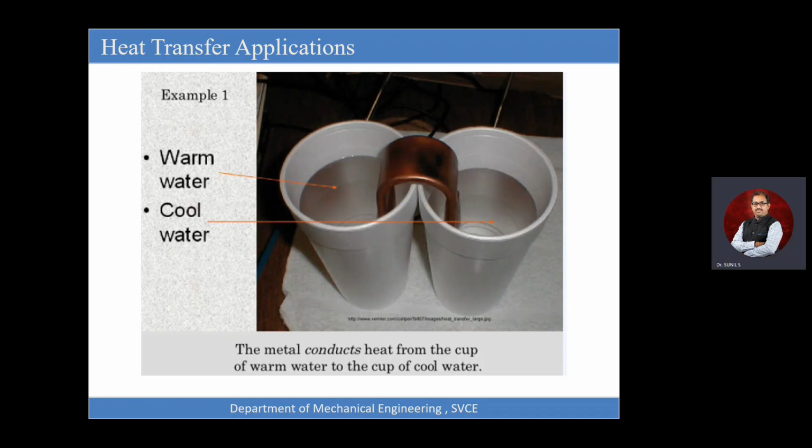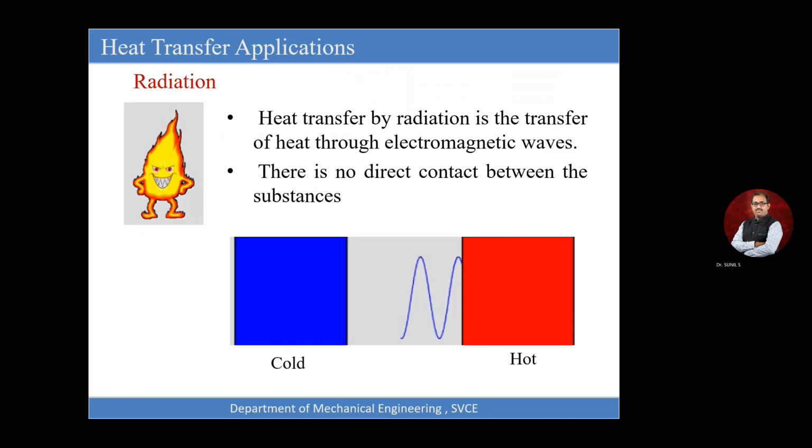Are you clear? So this is called the conduction mode of heat transfer. Next. What is radiation? As I told you, heat transfer by radiation is the transfer of heat through electromagnetic waves. A highly energized body will emit electromagnetic waves. Because of those electromagnetic waves, the energy in the hot body gets lost and heat will be dissipated. This is called the radiation mode of heat transfer. There will be no direct contact.